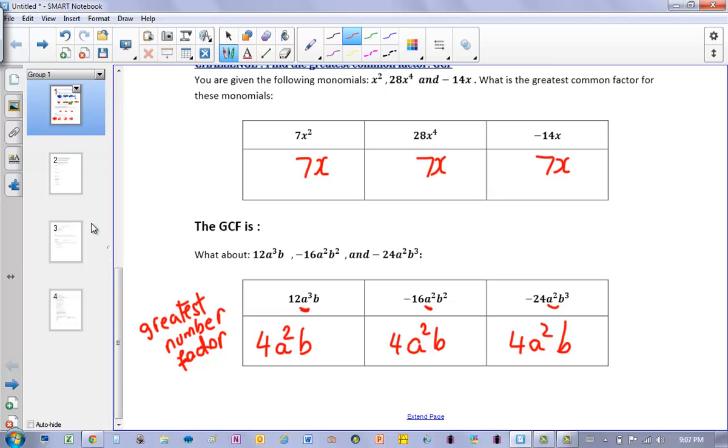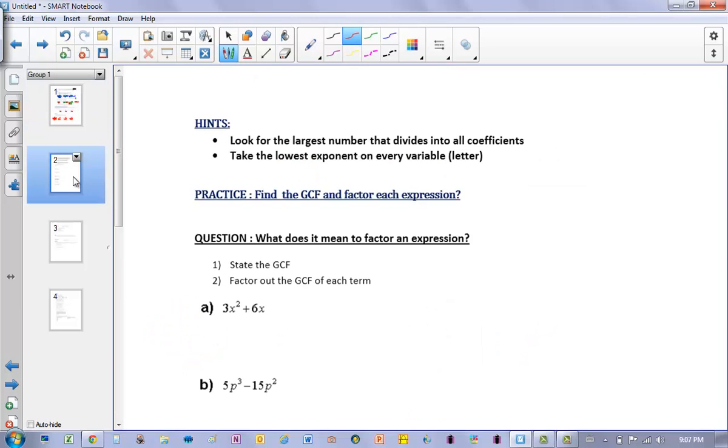Now, how do we use this greatest common factor in actual algebra? Where is it going to become very useful in problem solving? Well, to factor the greatest common factor out of multiple terms, we're actually going to have to work in reverse of the distributive property of multiplication.